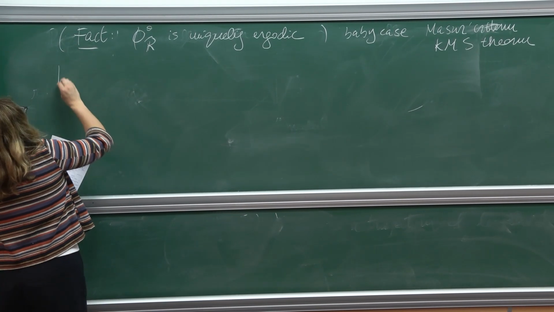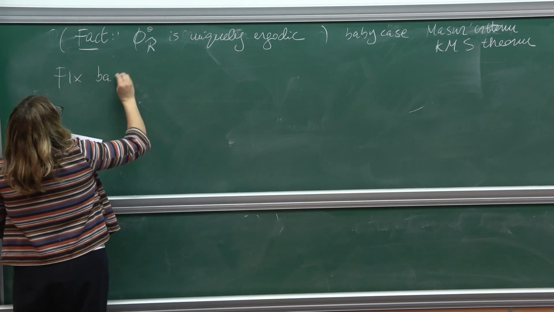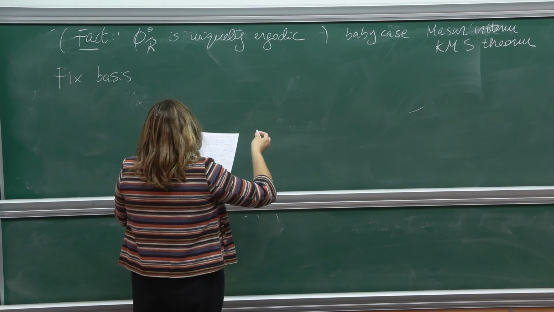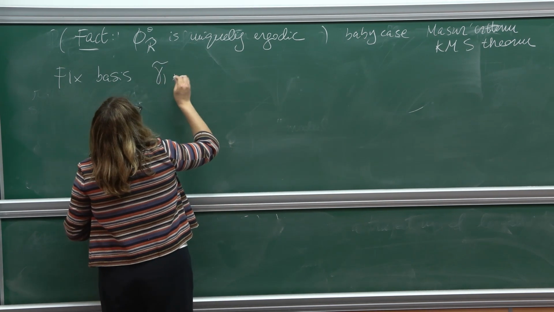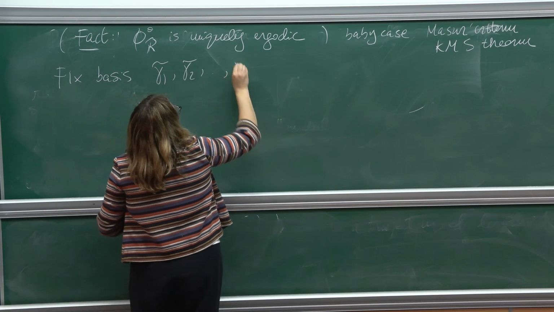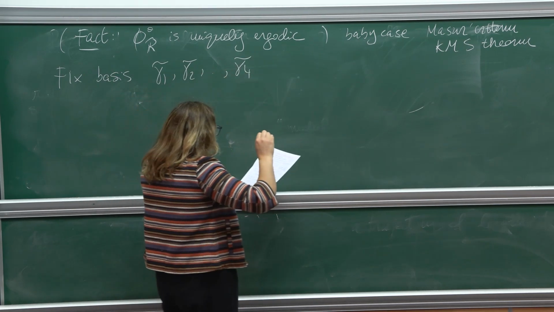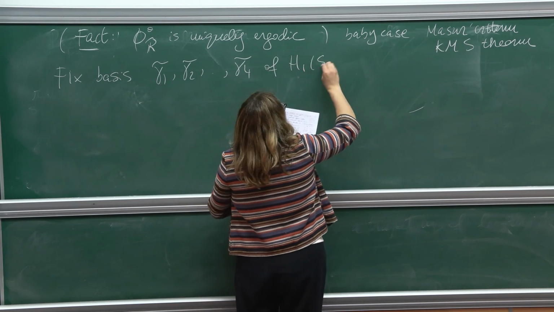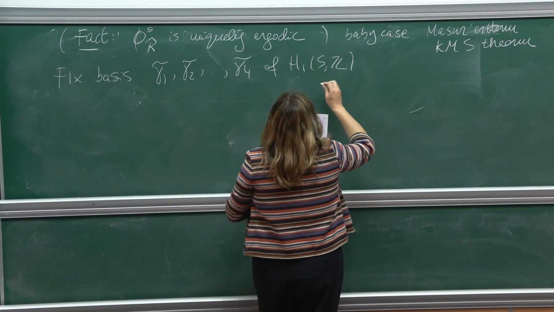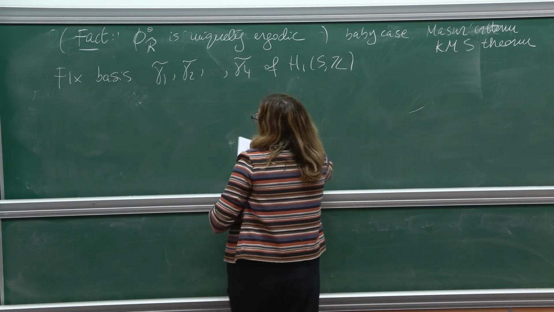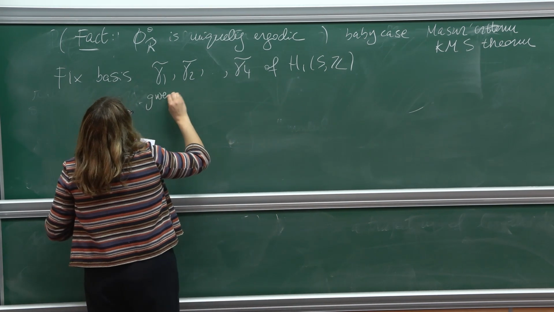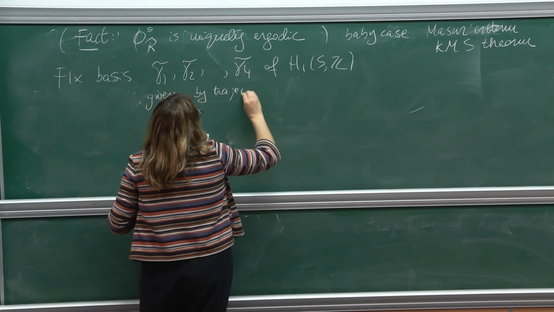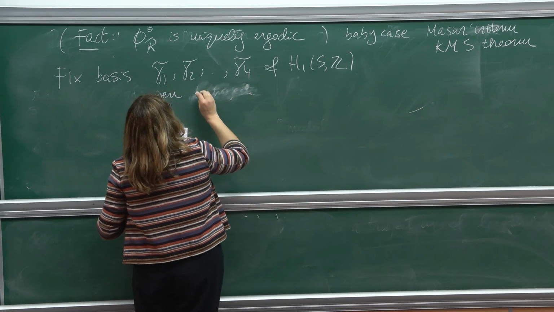OK, so I will fix a basis of the homology, and I will call it gamma 1 tilde, gamma 2 tilde, gamma 4 tilde. Maybe I'll be much more concrete, let me start more concrete, given by trajectories as follows.